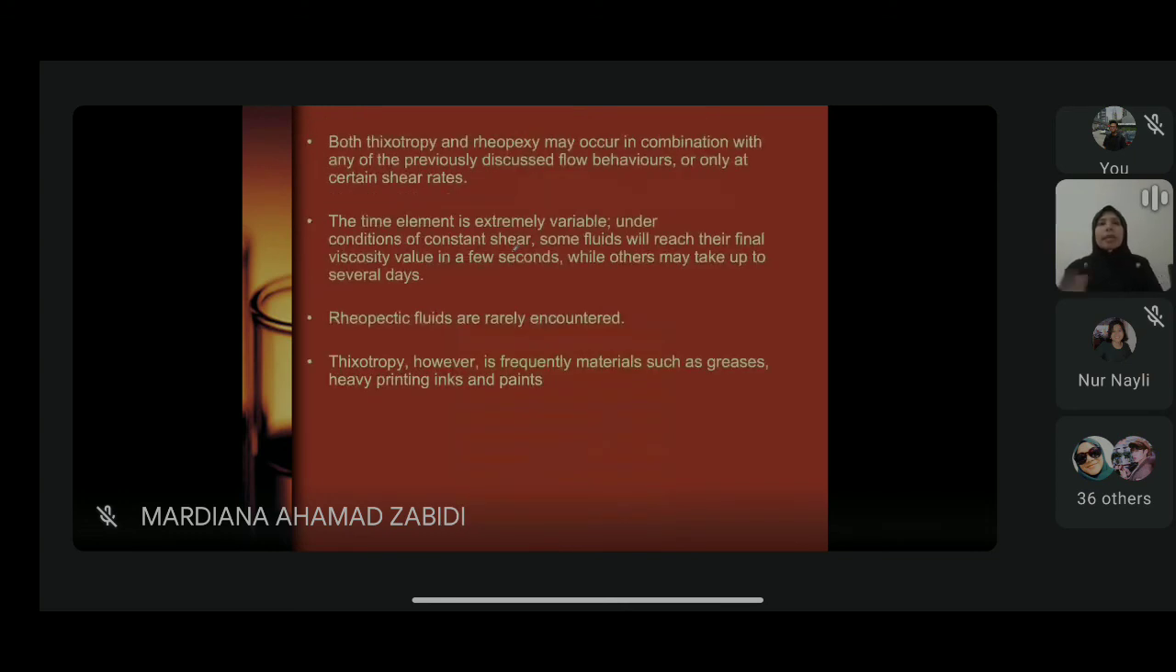But of course there will be occurrence of both thixotropy and rheopexy that are, what is that? They are going to be encountered in combination. Meaning this particular fluid is behaving thixotropic and rheopexy in combination. And when they have this combination, this particular fluid is considered irreversible, meaning that once you have reached a certain viscosity of that particular liquid over a period of time, it cannot be reversed to the original state of the fluid.